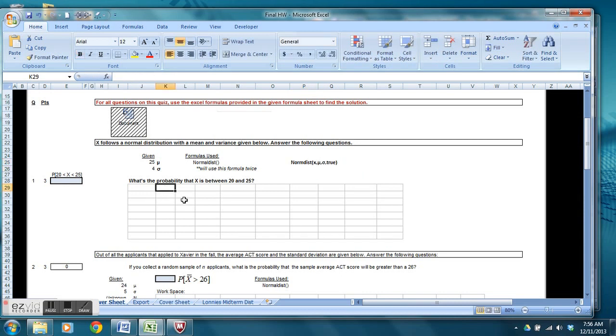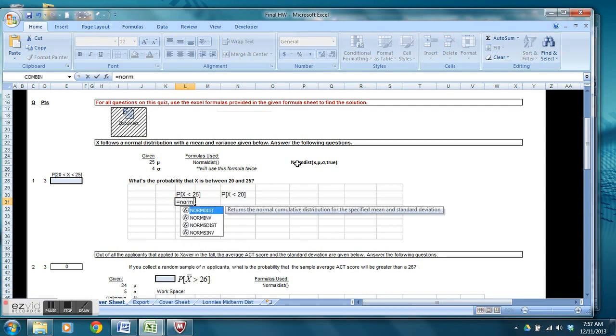So in order to find the probability that x is between 20 and 25, we are going to find the probability that x is less than 25, and we're going to find the probability that x is less than 20, and then the probability that x will be in between the two will just be the difference. So the probability that x is less than 25, well, that's what this norm.dist will do.